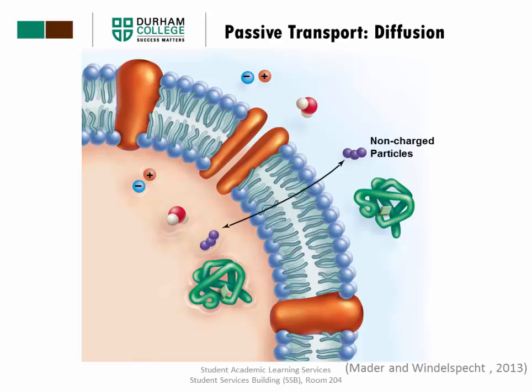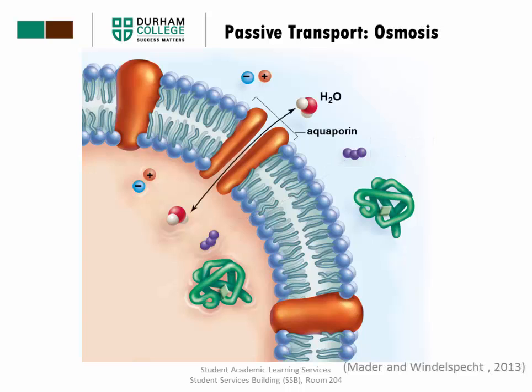Diffusion is when non-charged particles move across the cell membrane from areas of high concentration to low concentration. Osmosis is when water moves from areas of high concentration to low concentration, but in this case they don't travel through the lipid bilayer, but through special protein pores called aquaporin.